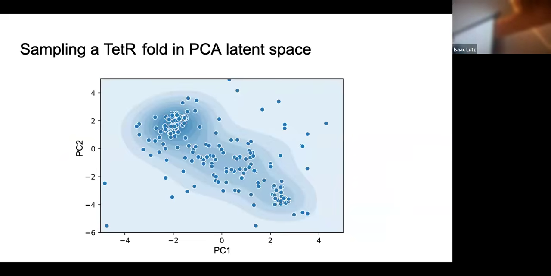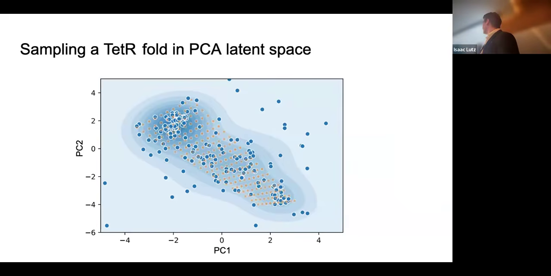And so we can do PCA to project these into principal components so we can reduce the dimensionality even further. As you can see within these 2 principal components, you can see the clustering of different folds. You can see where the densities are that capture the space of these TetR folds. And so then how do we actually sample from this space?